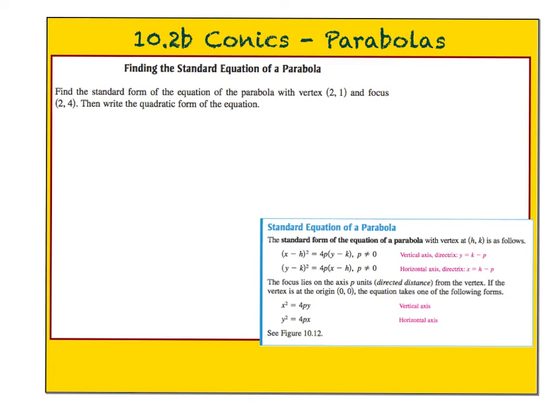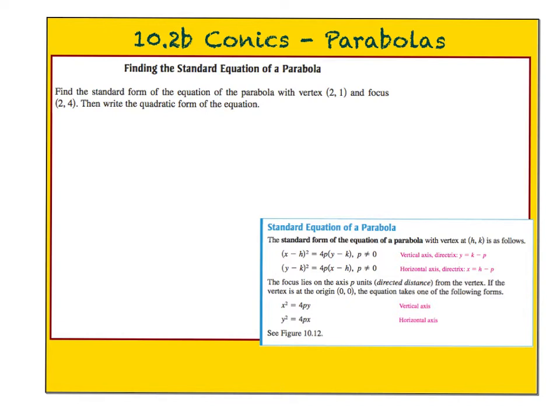Going to be conics. We're going to do some parabolas again. All right, I need Ryan to help us read this one. Find the standard form of the equation of the parabola with vertex (2, 1) and focus (2, 4). Then write the quadratic form of the equation.